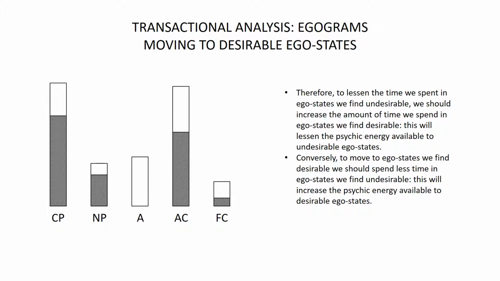It follows that if we wish to lessen the amount of time we spend in ego states we consider undesirable, we should increase the amount of time we spend in ego states we consider desirable. Doing so will decrease the psychic energy available to undesirable ego states and lessen the possibility that we will be in them. Conversely, spending less time in ego states we find undesirable is a good way to increase the amount of psychic energy available to desirable ego states, and therefore increase the amount of time we spend in them.